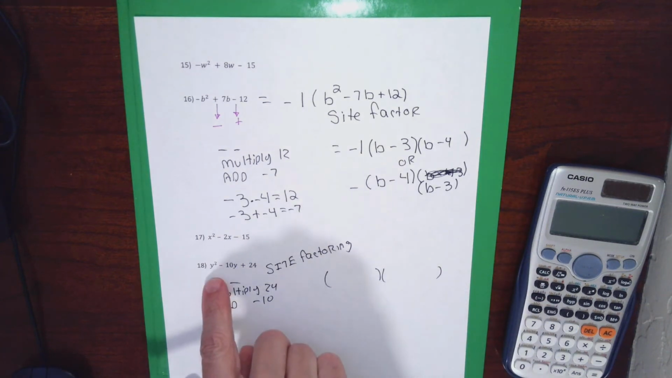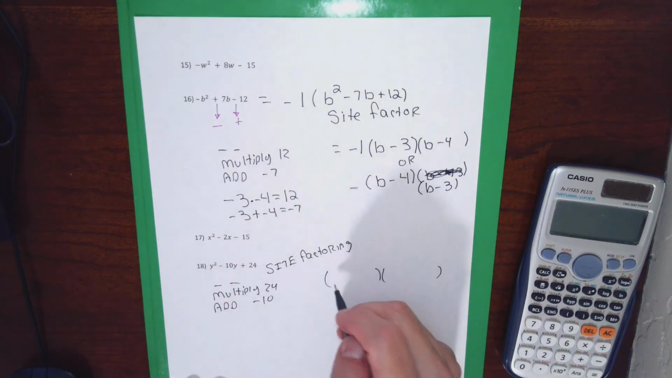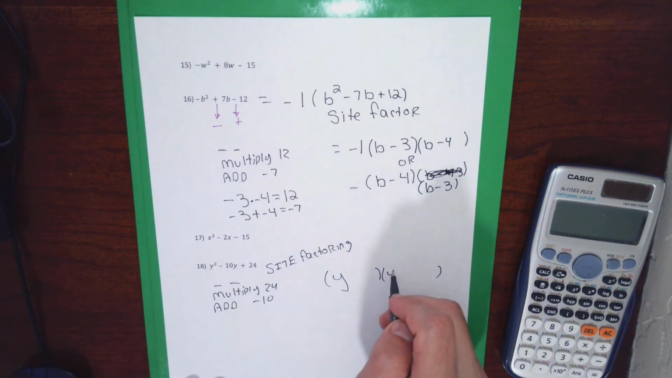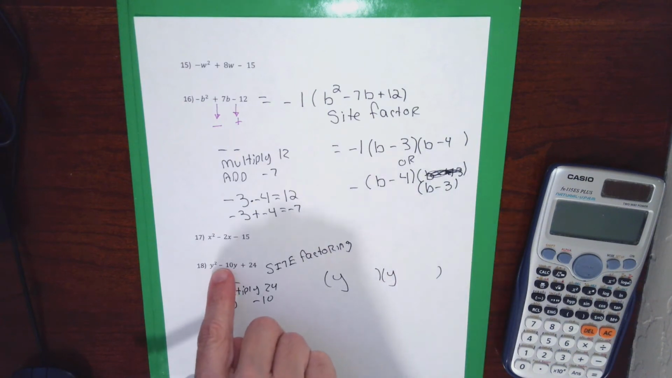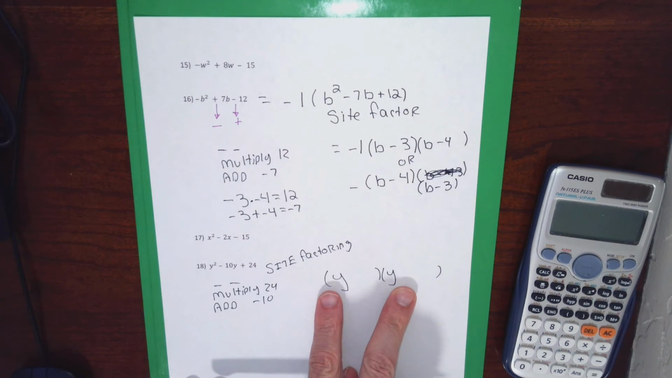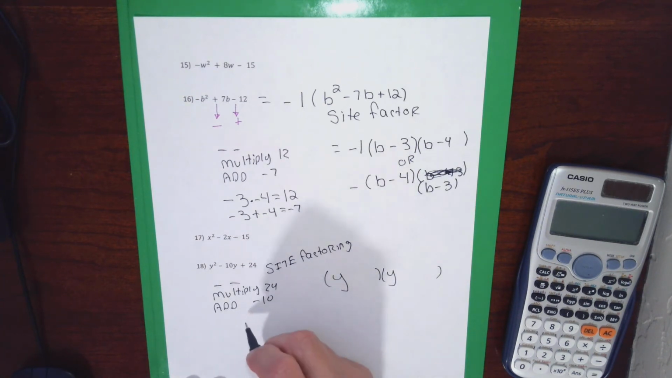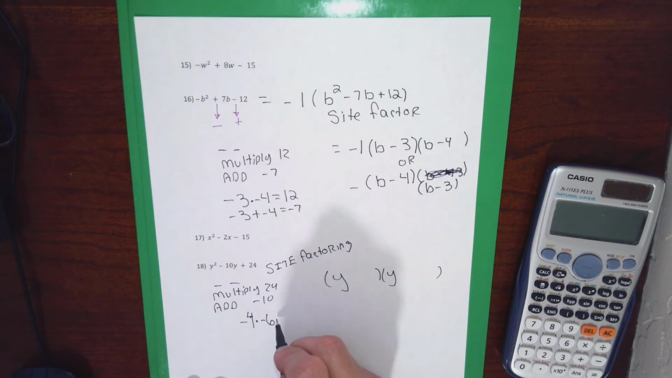I know that the y squared is going to split evenly in the 2 parentheses in the first position. I divide the exponent by 2 and get y to the first to lead off my parentheses. And the numbers I'm going to need are -4 and -6, because if you multiply -4 and -6, those multiply to 24 like they need to. And if you add -4 and -6, those add to -10 like they need to.